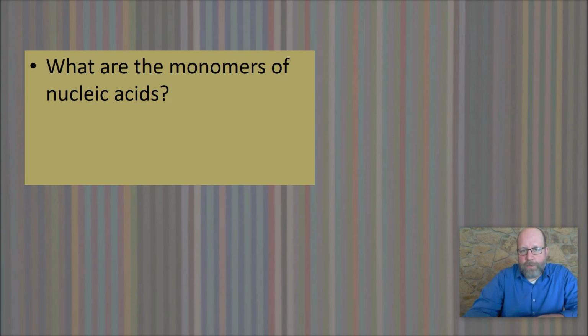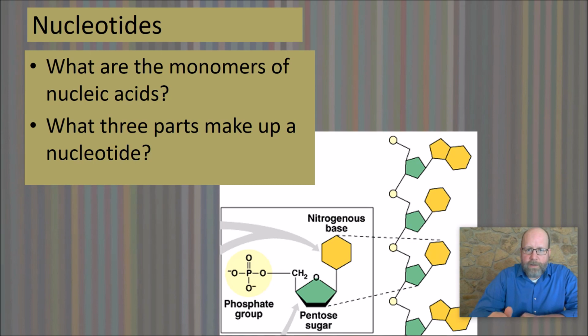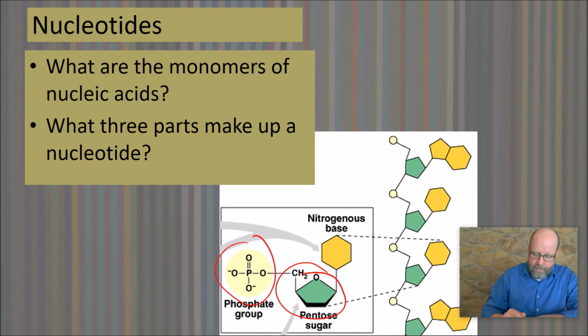So the monomers of nucleic acids, and I'm not sure if you remember this from freshman bio, are called nucleotides. And nucleotides are made up of three basic parts. There's a phosphate group. There's a sugar that is a 5-carbon sugar, 1, 2, 3, 4, 5. That's why it's called a pentose. And then there's a nitrogenous base, and those, of course, come in 4 different flavors: adenine, thymine, cytosine, guanine.